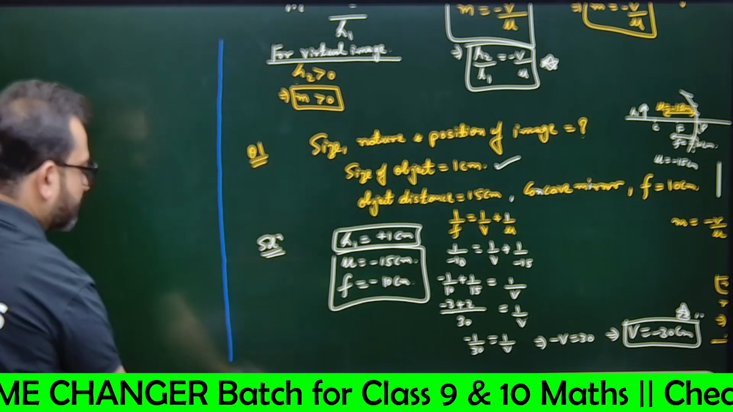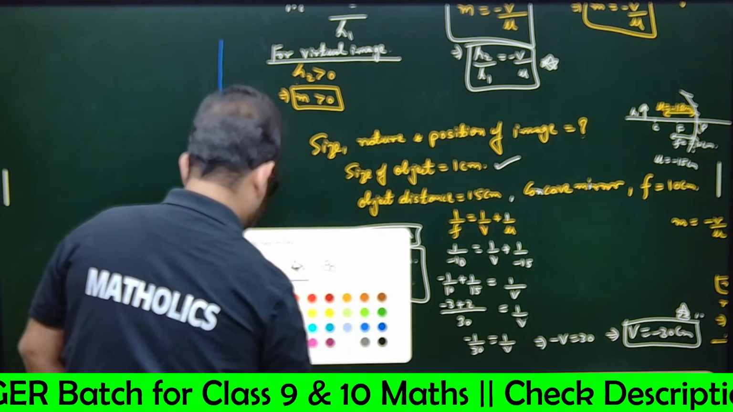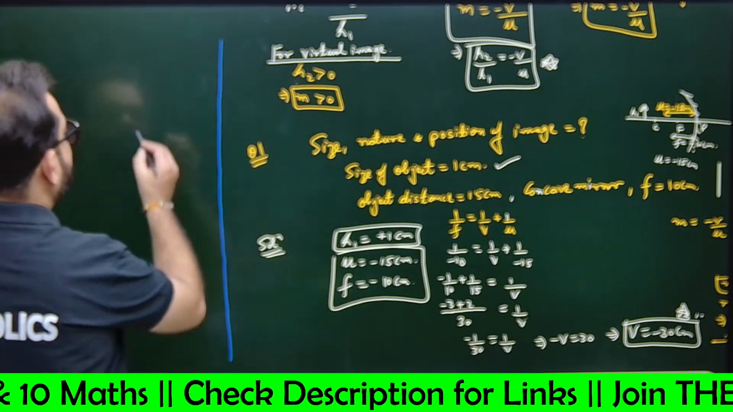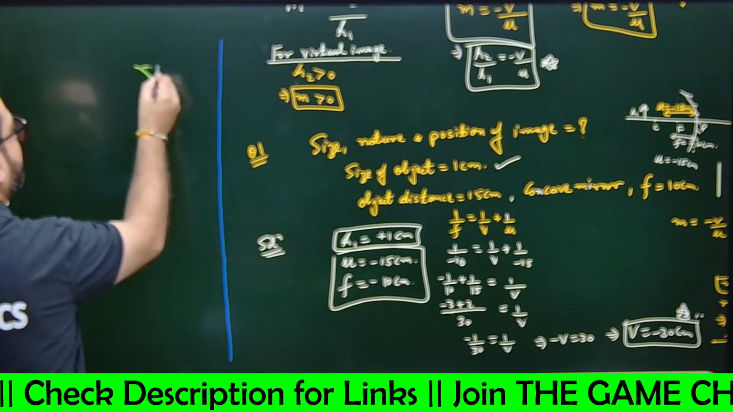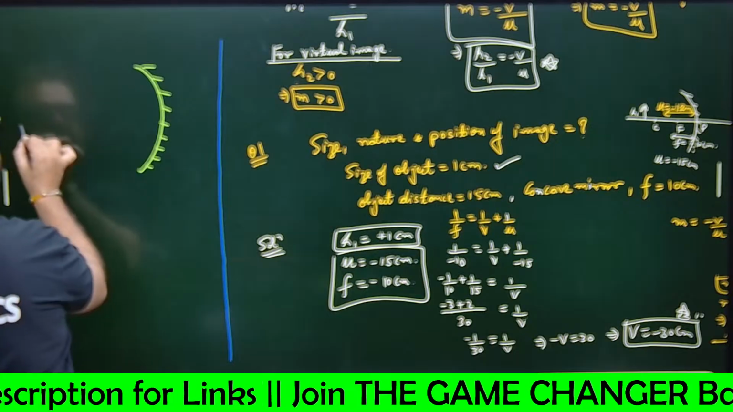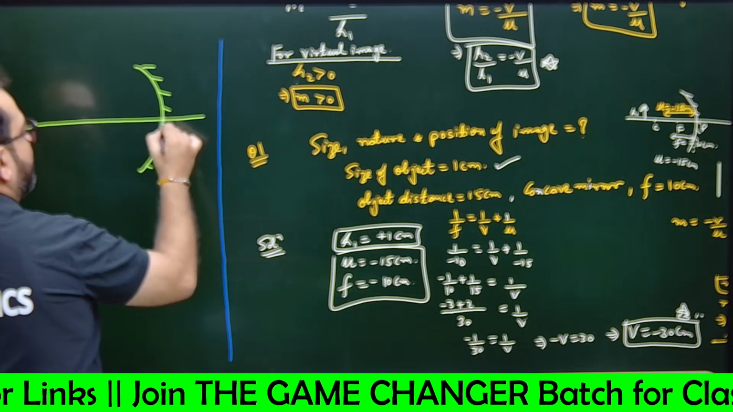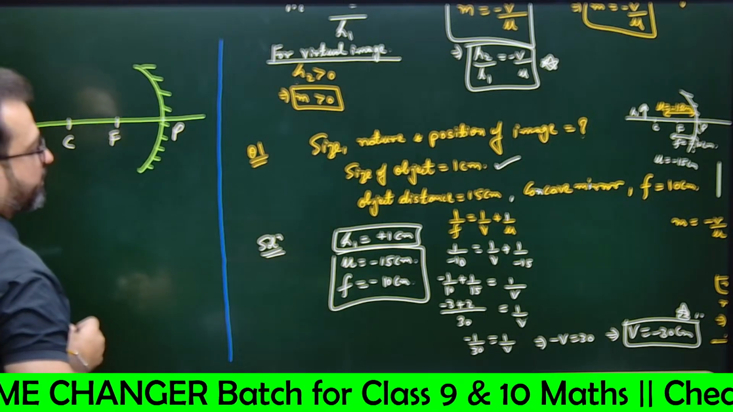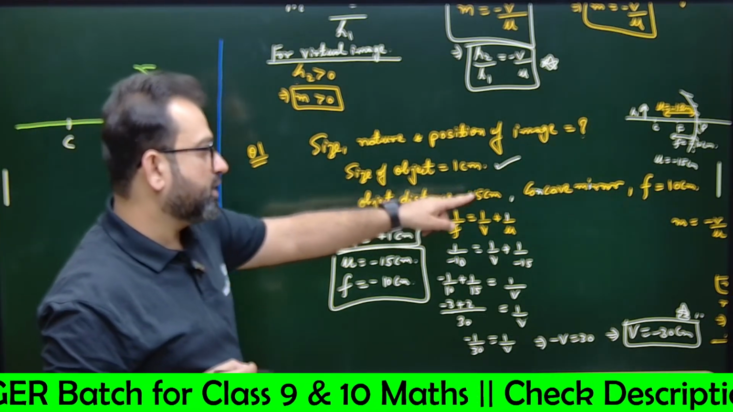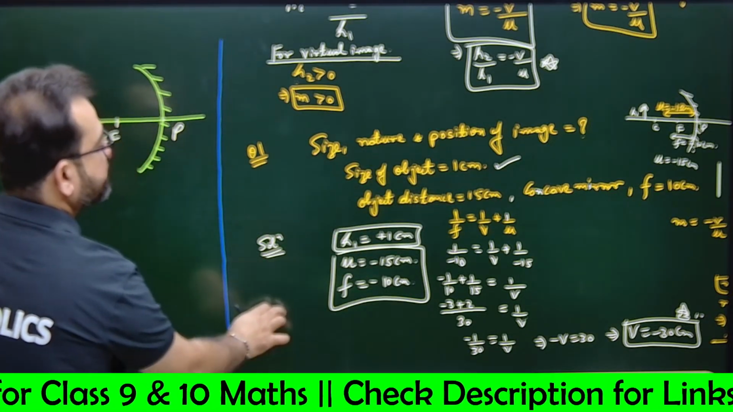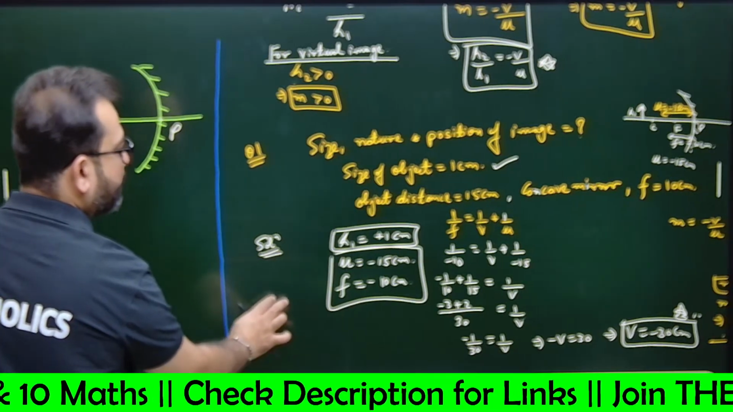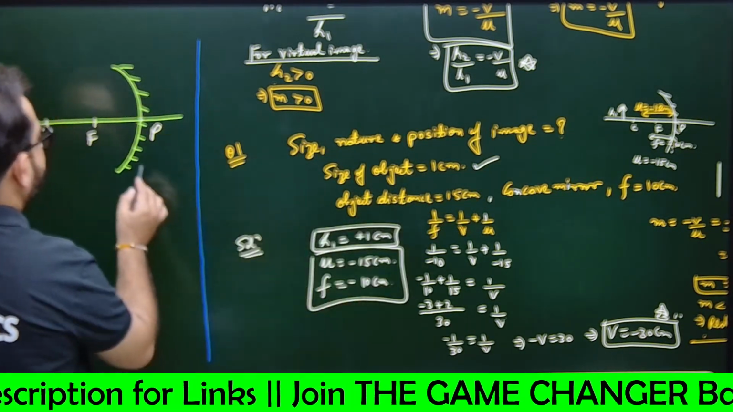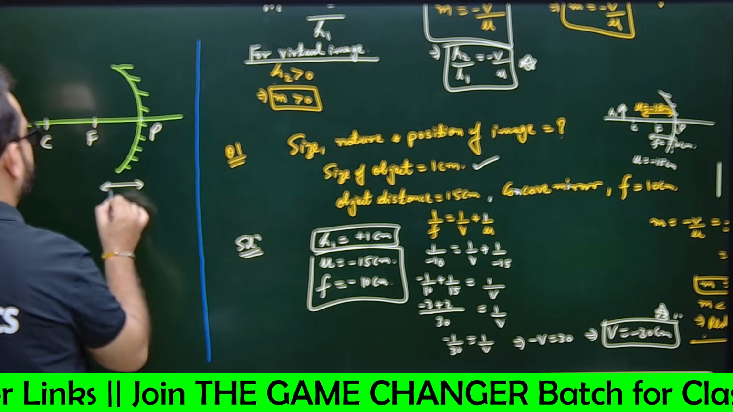See, the question says focal length is 10 centimeter. If you draw a diagram like this, let's predict the case. What case it must be, right? This is the pole, this is F and this is C. This is saying focal length is 10 centimeter. Just focus on this question. F is 10 centimeter. So focal length, this distance, is given as 10, right?